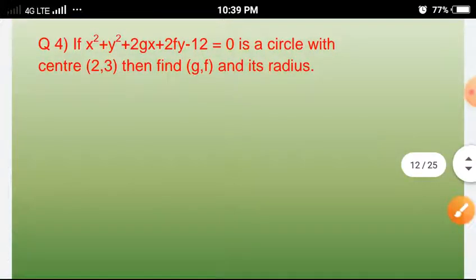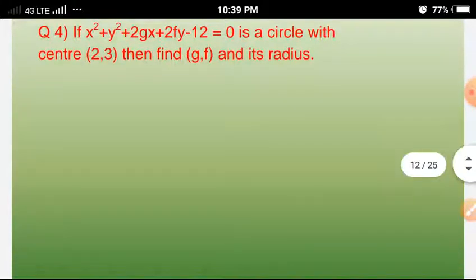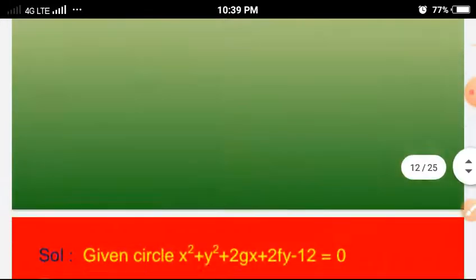If x square plus y square plus 2gx plus 2fy minus 12 is equal to 0 is a circle with center (2, 3). Here in the problem we have the center (2, 3), and we have to find g, f and its radius also. We have to find the g and f values and also the radius.